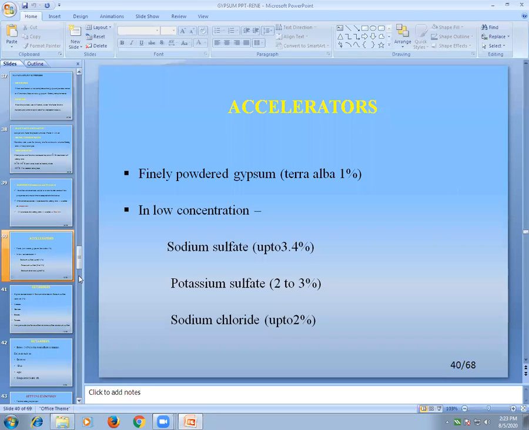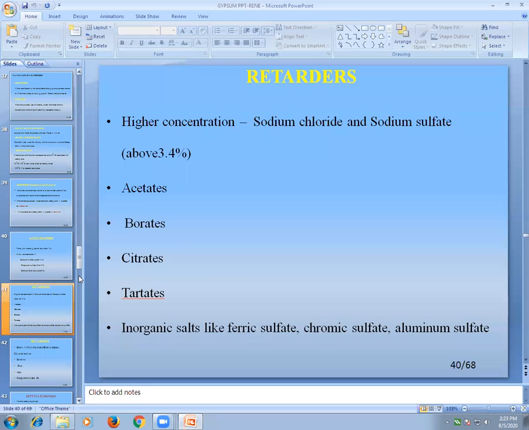So here, accelerators. Accelerator, again, finely powdered gypsum. Gypsum itself acts as an accelerator. In low concentration, we can add sodium sulfate, that is 3 to 3.4%, then potassium sulfate 2 to 3%, and sodium chloride is added. Then in retarders, again we have higher concentration of sodium chloride. See, when you add sodium chloride within limit, it acts as an accelerator. But if you add more in the amount, it acts as a retarder.